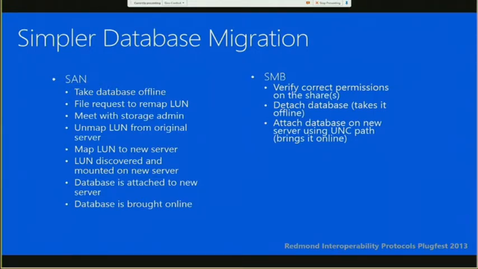So the number of things you have to do while the database is down is basically zero, meaning you have a lot less downtime when you have to do that. You don't have to involve sysadmins. You don't have to involve the SAN guys, none of that.